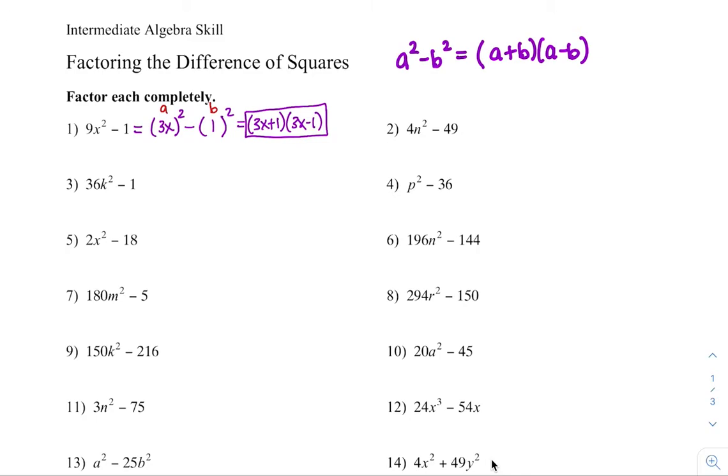Okay, number 2. It looks like I could take the square root of both of those. Again, you can either think what times itself is 4n squared and what times itself is 49, or just take the square root of 4n squared, which is simply 2n. So that was 2n, and what times itself would give you 49, and that would be 7. We have our a and our b value. So then just substitute it into the formula. To factor, our a plus b is 2n plus 7 and 2n minus 7.